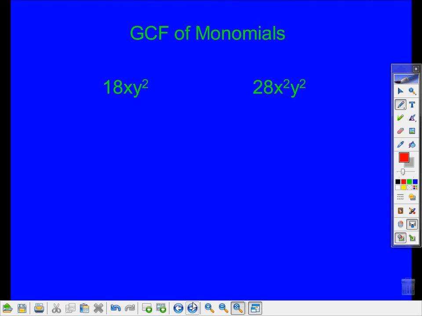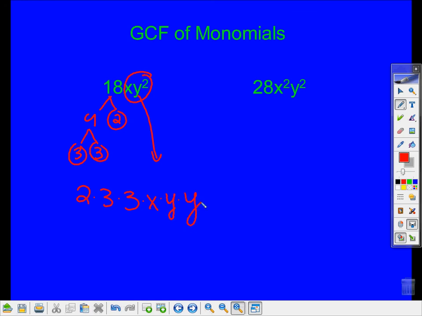GCF of monomials, okay? So we basically just do what we just did with regular numbers, except this time you're going to do it with monomials. First step from before is factor it out, do the prime factorization. Well, the prime factorization of 18 is 9 times 2, and then 3 times 3. So this is going to be 2 times 3 times 3. But then we can't forget about this guy. So we have times 1x, and then how many y's do we have? 2. So times y times y.